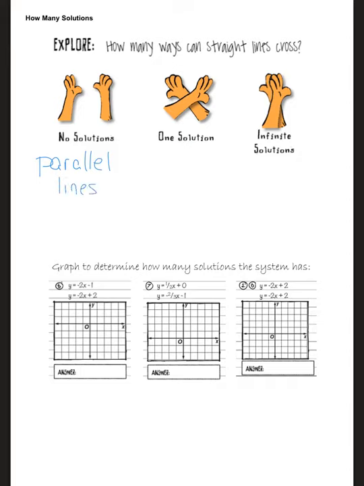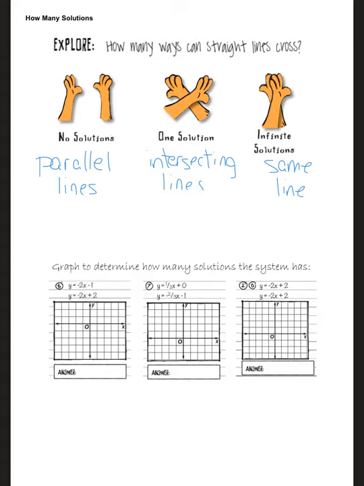Or, and this is what we've seen the most of, your arms can cross in one spot. If they cross one time, that is one solution, and those would be called intersecting lines. Now, this next one's a little weird to think about, but think about if you placed your arms one on top of the other, where they overlapped everywhere. Everywhere you touched was on both of your arms at the same time. That would be an infinite number of solutions, and that would be that those two lines are actually the same line, okay?